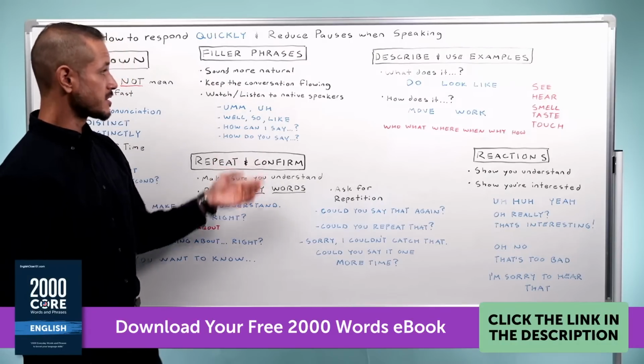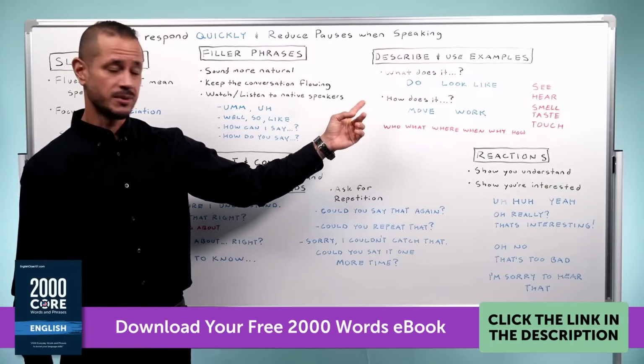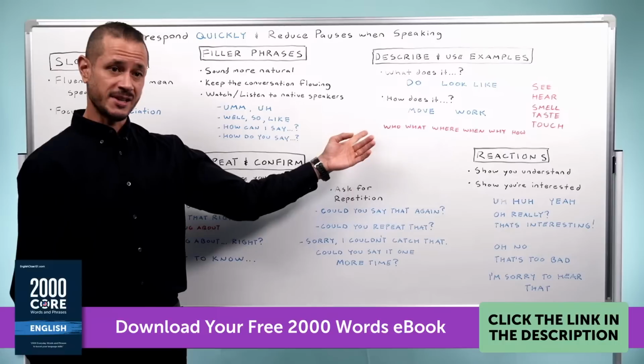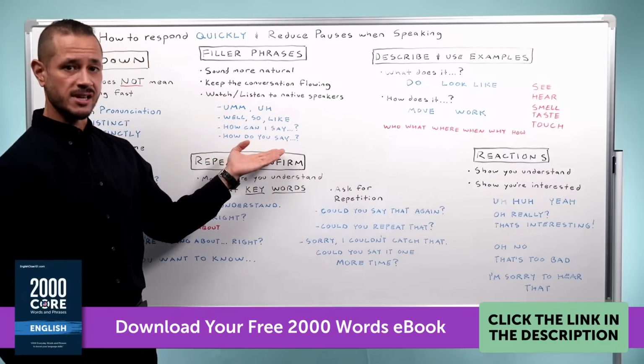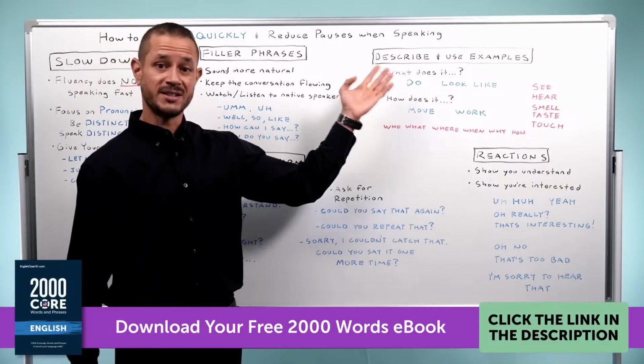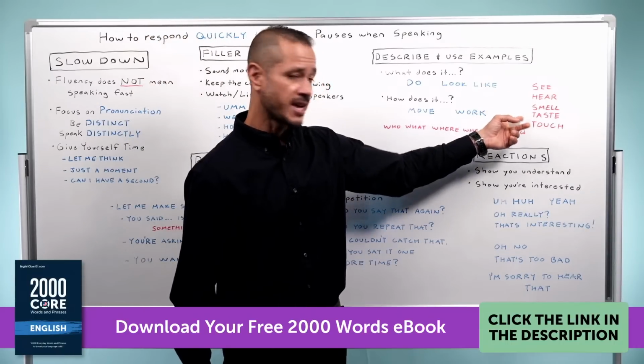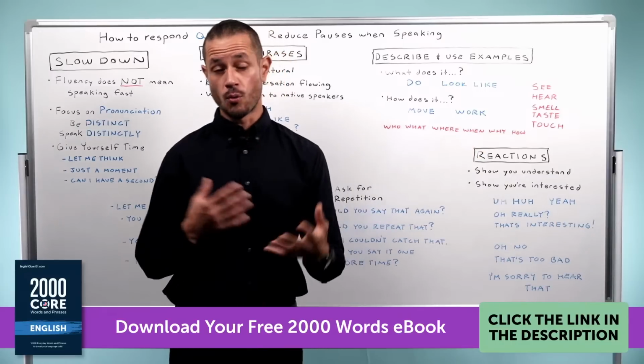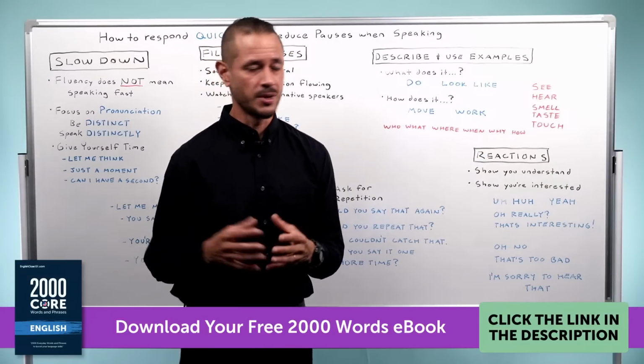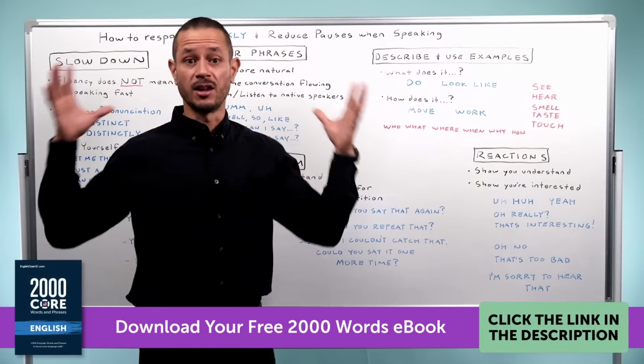This takes us into our next tip. Describe and use examples. If you're asking for how to say something, start by describing it. Use your senses, see, hear, smell, taste, touch. Maybe you're thinking of a word and it's just not coming to you. Maybe you're thinking of the word elephant.